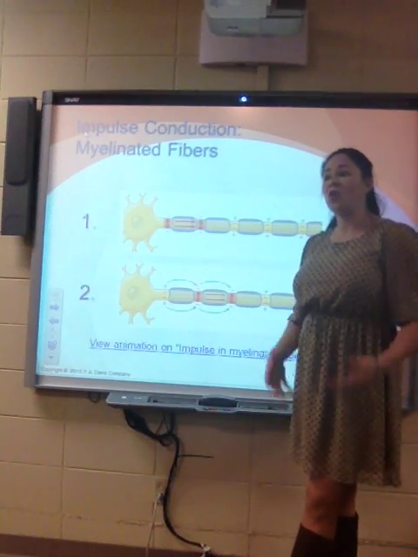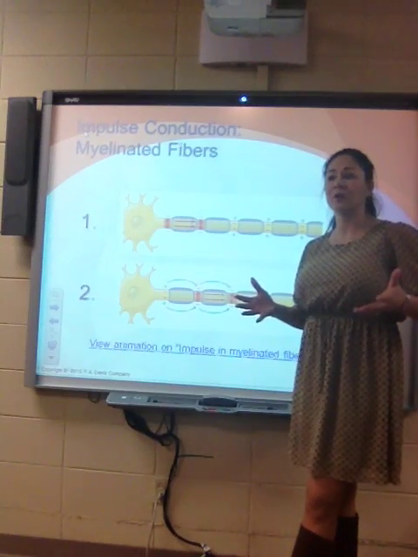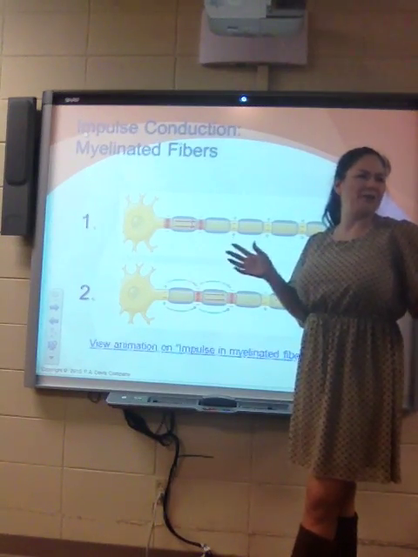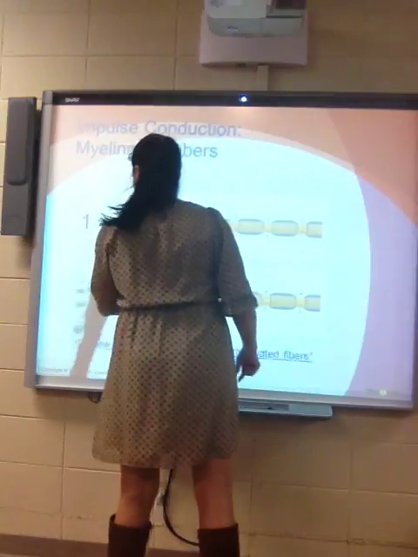Whereas glands or stomach, where we're secreting hydrochloric acid, there's no rush on that. So we don't have to have those nodes. It doesn't have to move as quickly.